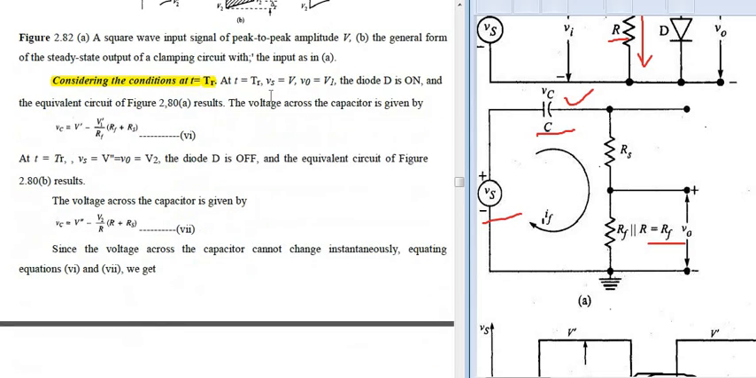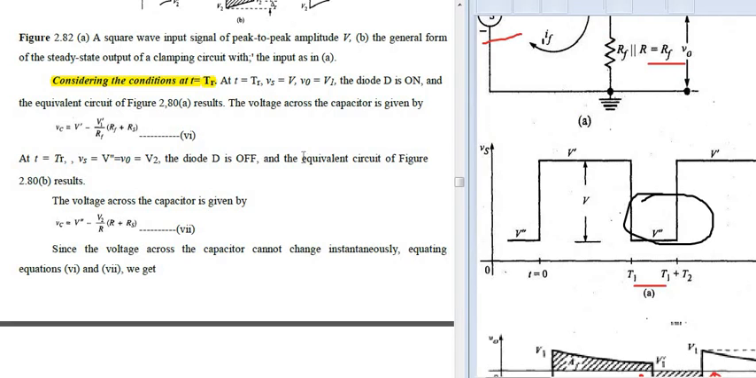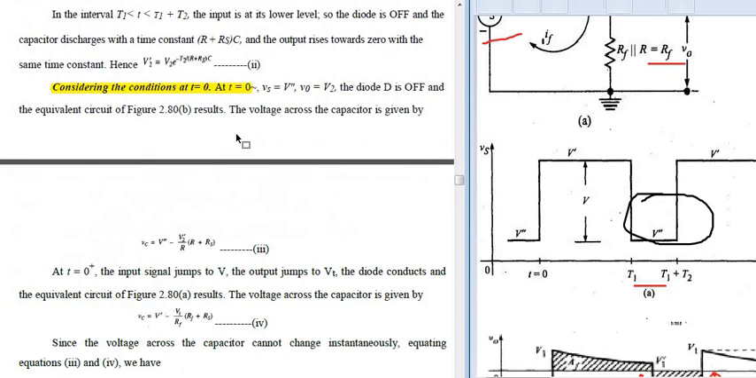Now I have to calculate this for the V1 and V2 also. The condition that I am going to consider here is t equals tr. If you see that particular condition, what is the condition? Just compare it with this two one. First we considered t equals 0.